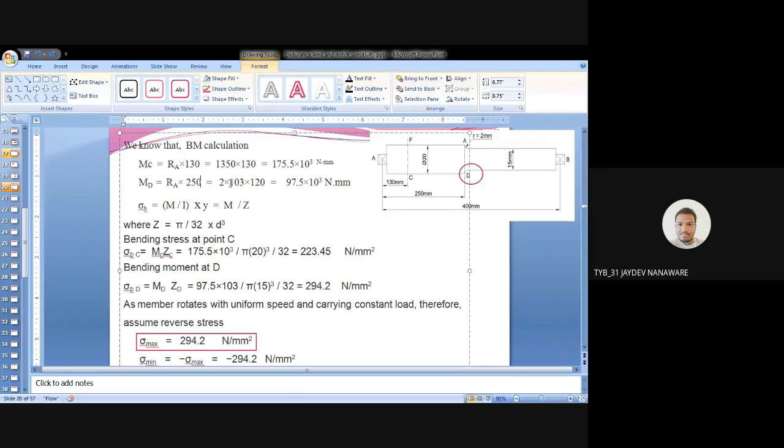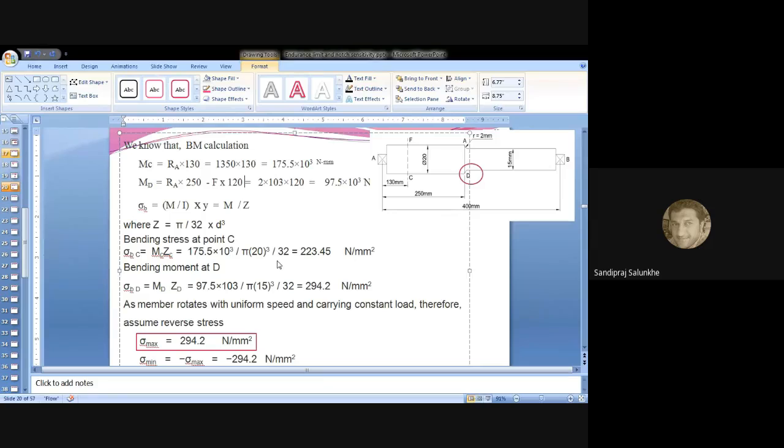The force acting, F, should also be considered. So what will be the bending moment at point D? RA into 250 minus F into 120.